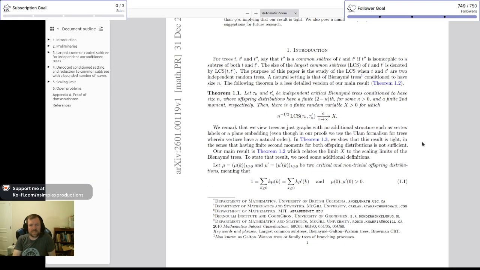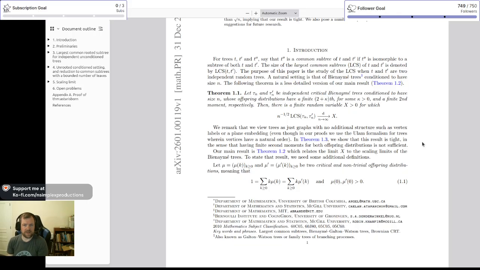For trees T, T prime, and T double prime, say that T double prime is a common subtree of T and T prime if T double prime is isomorphic to a subtree of both T and T prime. The size of the largest common subtree of T and T prime is denoted by LCS(T, T prime). The purpose of this paper is to study LCS when T and T prime are two independent random trees. The natural setting is that of Bienaymé trees conditioned to have size n. The following theorem is a less detailed version of our main result, Theorem 1.2.